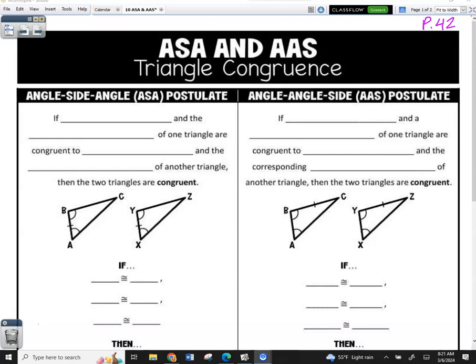Okay, so yesterday we learned side, side, side, and side, angle, side, and the whole point of that was shortcuts to being able to say that two triangles are congruent to each other, right? Without having to check all three sides with all three sides, and then all three angles with all three angles. That's a lot of things to check.